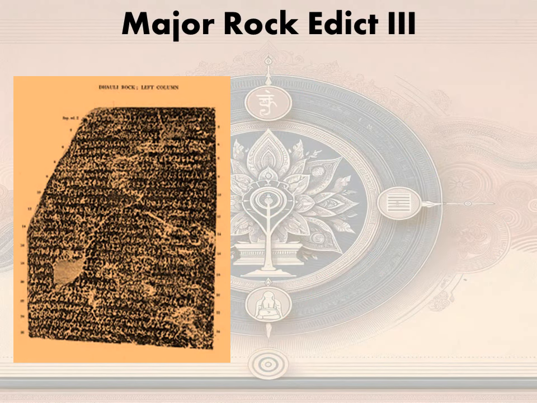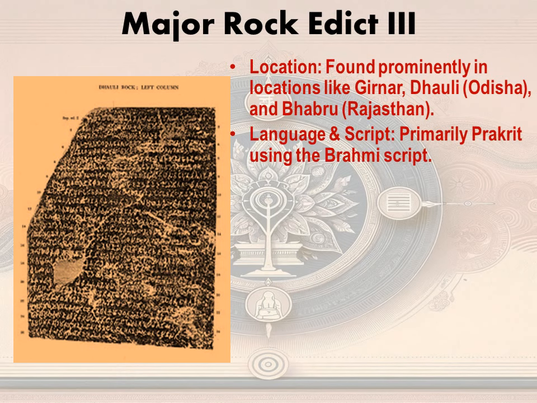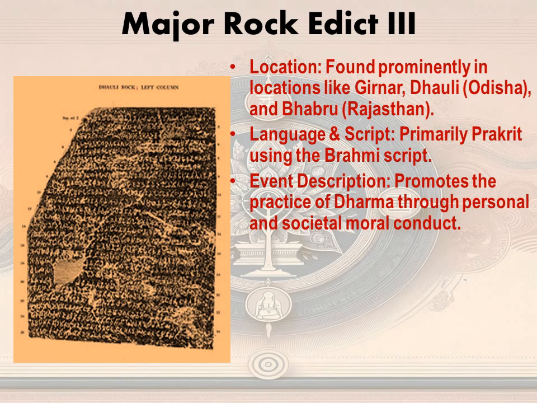Major Rock Edict 3. How is the Rock Edict 3 significant? Before that, we must understand that it has been found again in multiple places like Girnar, which is in Gujarat, Dhauli, which is in Orissa, and Bhabru, which is in present day Rajasthan. So, in three places, we find Major Rock Edict number 3. Primarily, it is written in Prakrit using the Brahmi script. So, the language is Prakrit and the script is once again Brahmi.